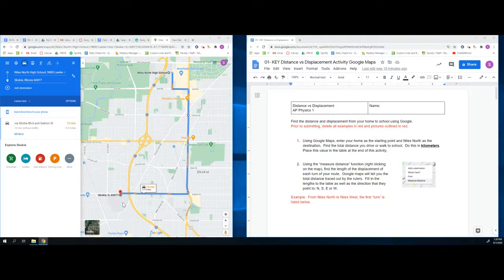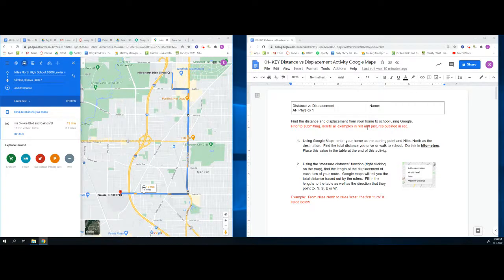I also moved Niles West from somewhere over here to this location. Okay, and this is actually how I go to Niles West. I just take this driveway. I don't go all the way south of Oakton to get to this entrance over here.